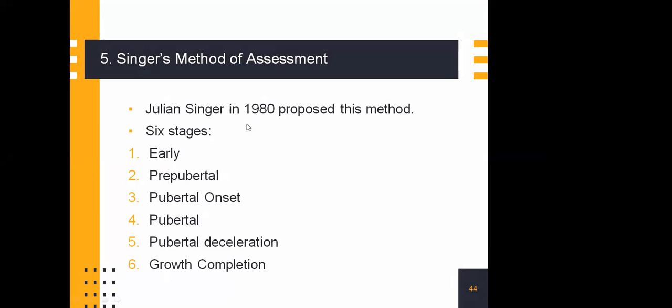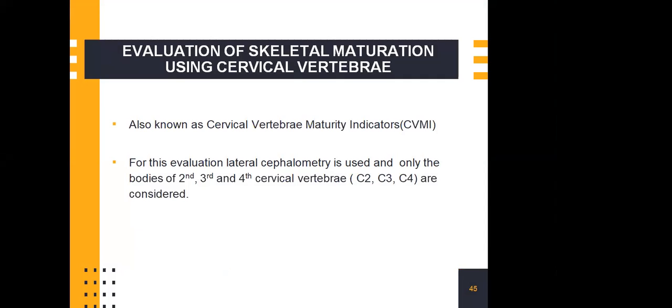Now moving on to the Singer's methods of assessment. Julian Singer in 1980 proposed this method, and there are 6 stages: the early, prepubertal, pubertal onset, pubertal deceleration, and the growth completion. And corresponding characteristics are present for each stage.